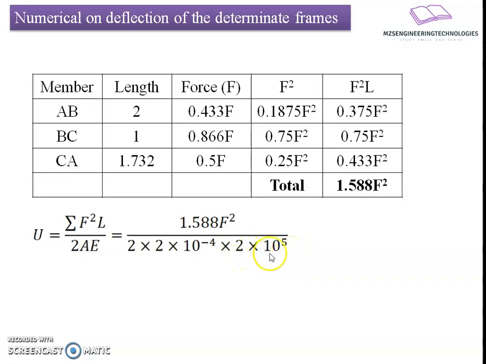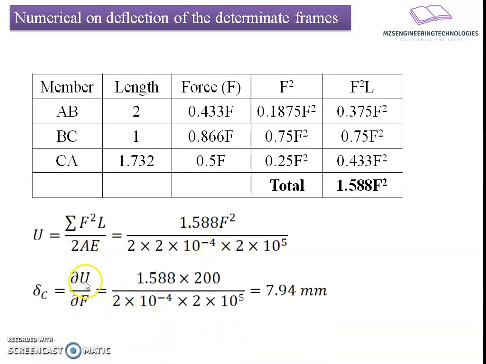Now I will use Castigliano's first theorem, which says that if we take the partial derivative of the total energy possessed by the system with reference to the force under which we require the deflection, the partial derivative represents the deflection caused by that particular force. So delta C, the deflection at C, will be equal to the partial derivative of the entire stored energy with reference to the force. So you have to take the derivative of this relation. It will be twice 1.588 into the value of F.